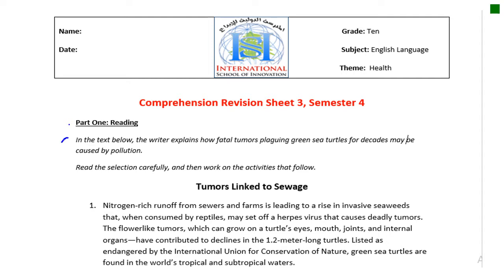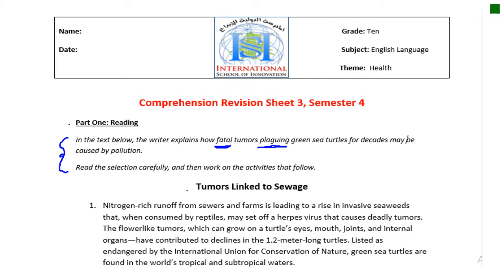We always read the blurb, which is this part that usually contains the main idea of what the text will talk about. In the text below, the writer explains how fatal tumors plaguing green sea turtles for decades may be caused by pollution. Of course, fatal means deadly or causes death, and plaguing means hurting and following, okay? Read the selection carefully and then work on the activities that follow.